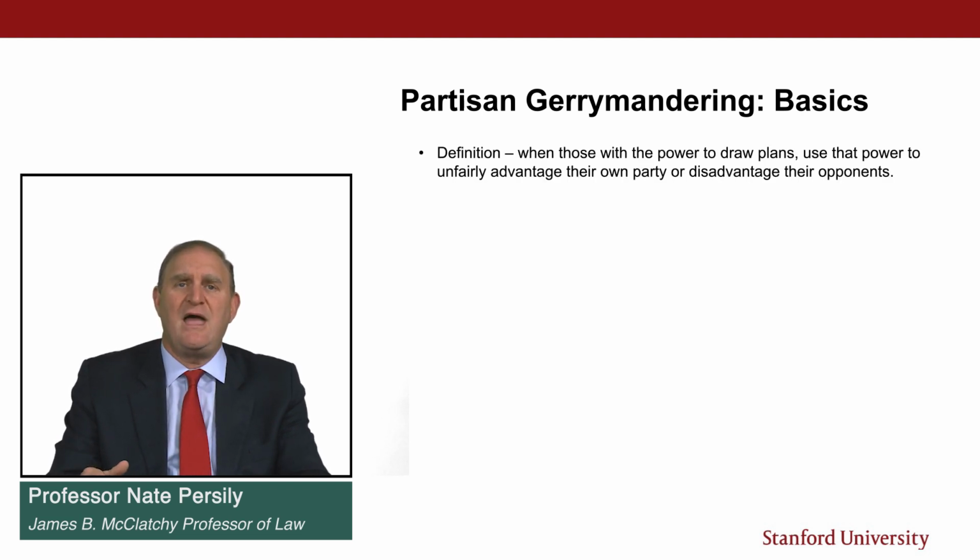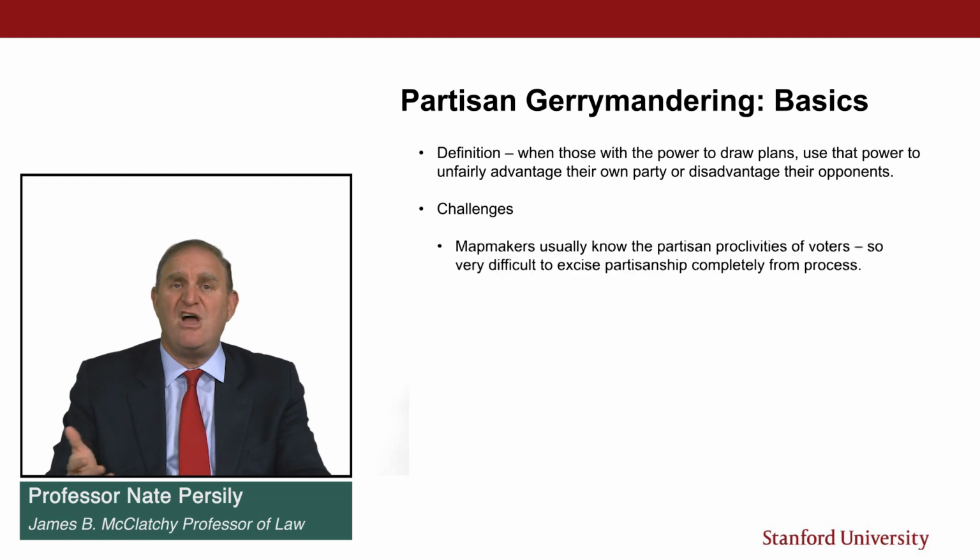So the basic definition of partisan gerrymandering is the use of the line drawing process in order to draw plans that unfairly advantage one's own party at the expense of the party that doesn't have the ability to draw the lines. And so the challenge in trying to grapple with the constitutional questions concerning partisan gerrymandering is that map makers usually know the partisan proclivities of voters, right? If you're someone who's involved in redistricting, you probably know where Democrats and Republicans tend to live. So it's very difficult to excise partisanship completely from the process.